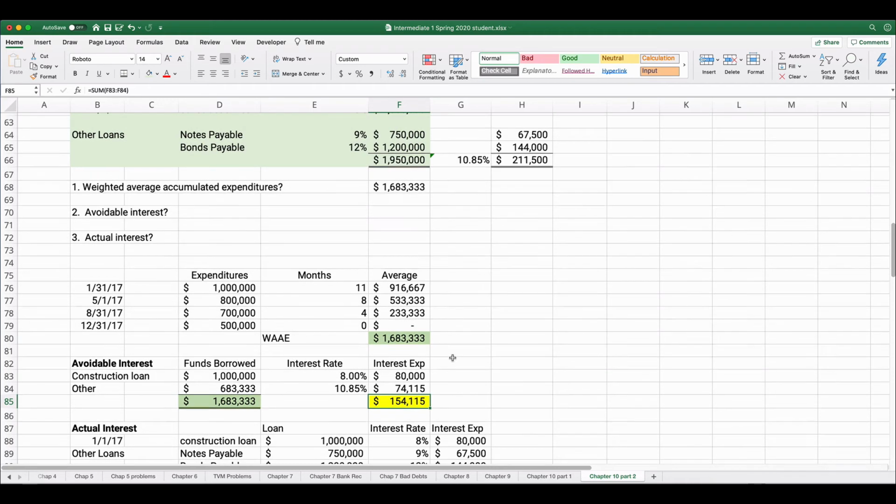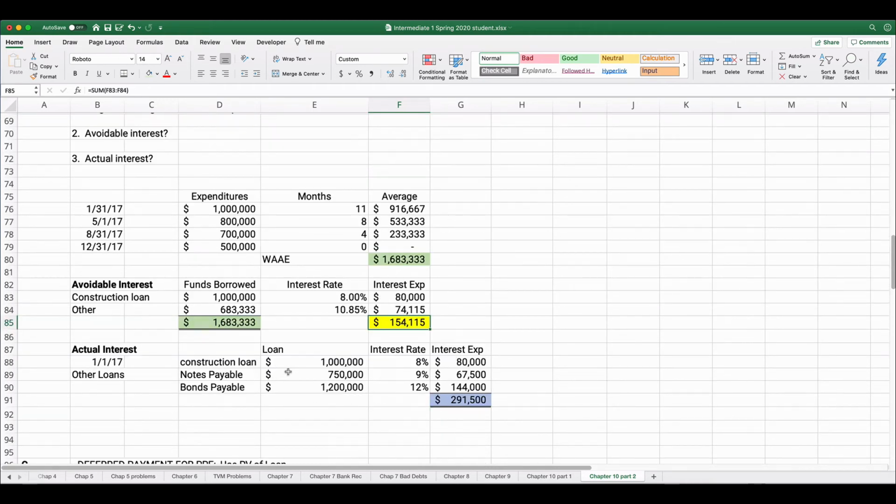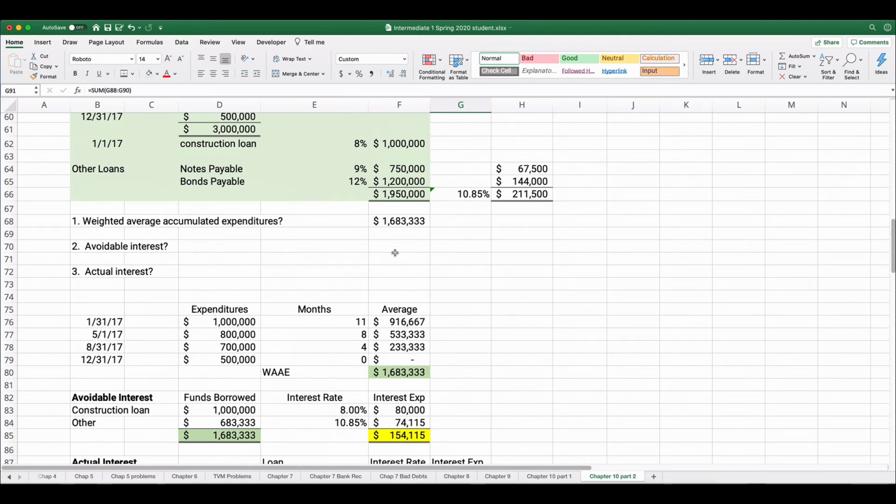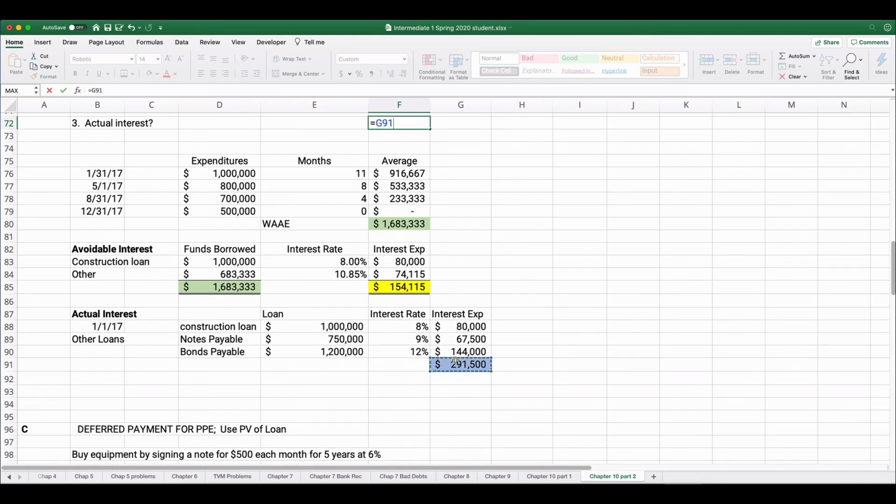This is avoidable interest. The last thing we do on this problem, I've got it all set up here for us, is we have the actual interest, 1 million times 8%, 750,000 times 9%, 1.2 million times 12%. That's all just given. Multiply and we get 291,500. So what is our avoidable interest? Our avoidable interest is 154,000. Our actual interest in this problem is 291,500.